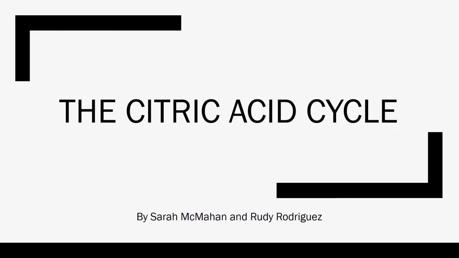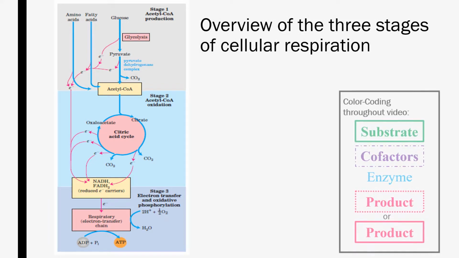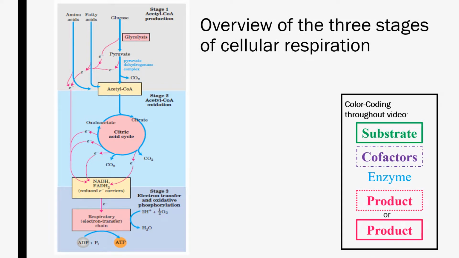This video will be detailing the citric acid cycle, which is also known as the tricarboxylic acid, or TCA, cycle, or the Krebs cycle, named after the scientist who discovered it, Hans Krebs. To begin, we show a broad overview of cellular respiration and its three distinct stages.